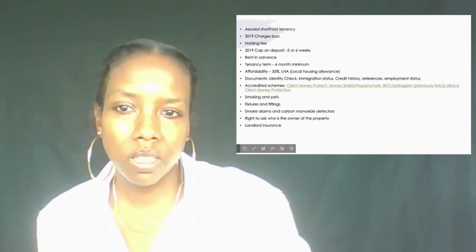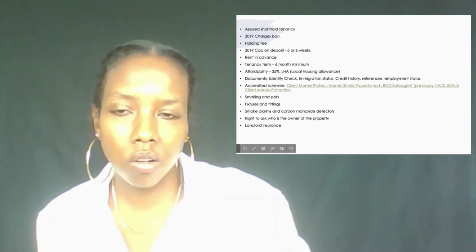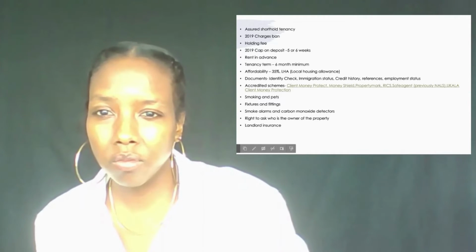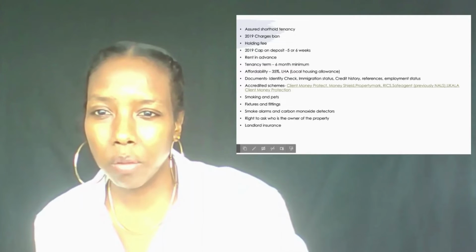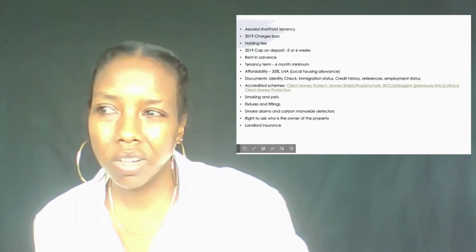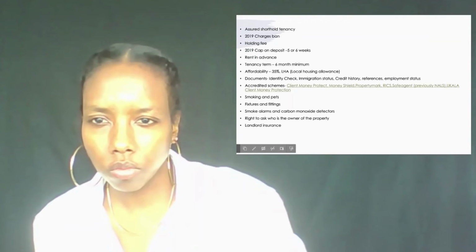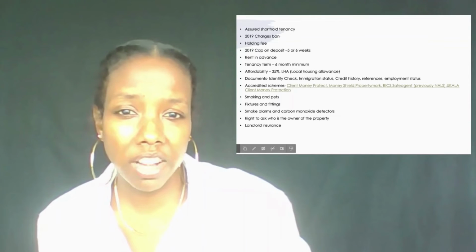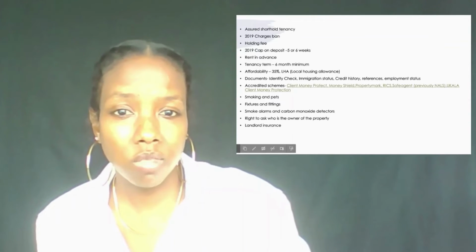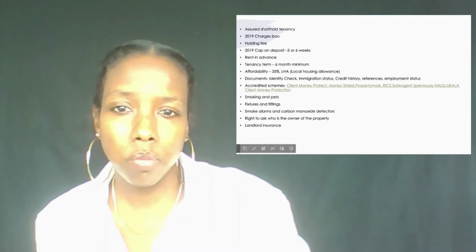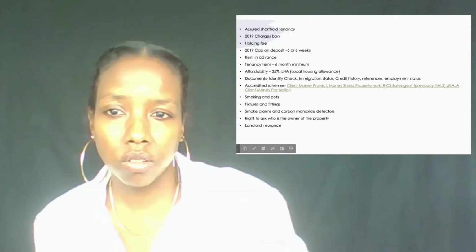Affordability: 35% from a local housing allowance standpoint. So when it comes down to renting, about 35% of your income should go to rent when they're evaluating you. Documents: they'll check your identity, immigration status, your credit history, and references, sometimes dependent on the landlord. What's your employment status as well?